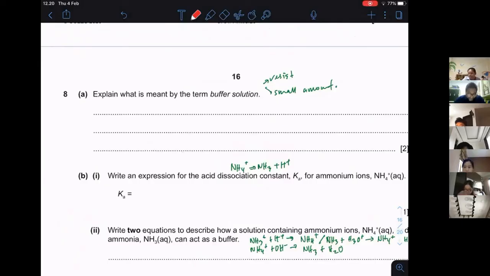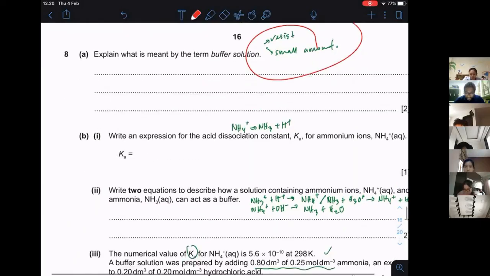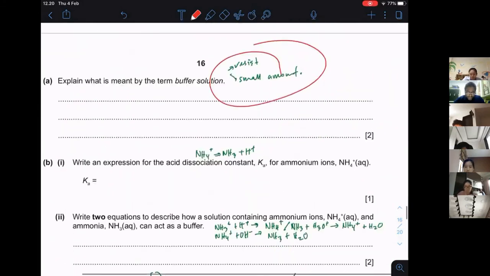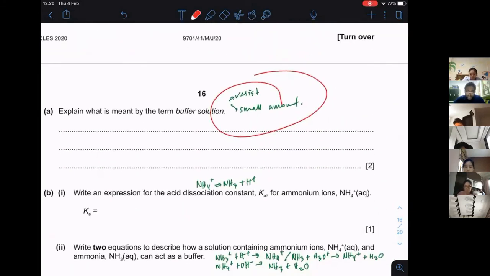Yeah, so explain what is meant by the term buffer solution. Okay, buffer solution we have discussed. I think even the previous paper that we did, they actually asked the same thing. In the same year, 2020, this paper is the May paper, and the one that we did was March. So they're asking about the same thing, buffer solution.